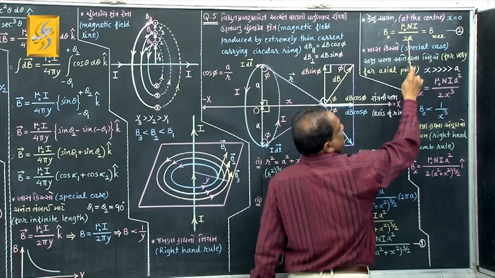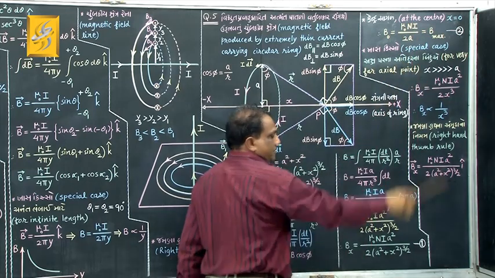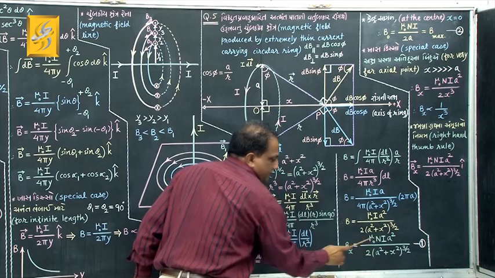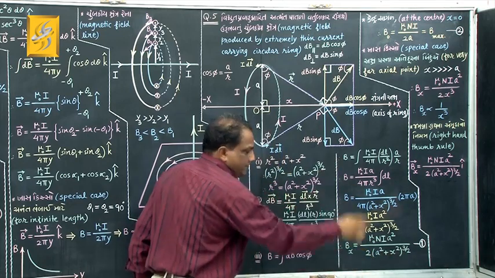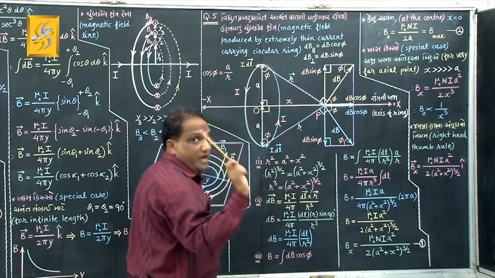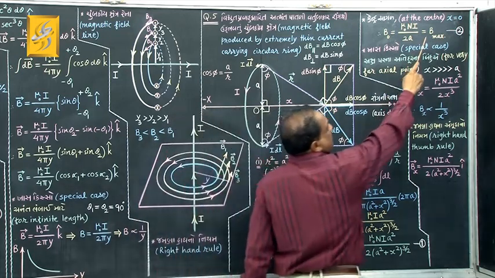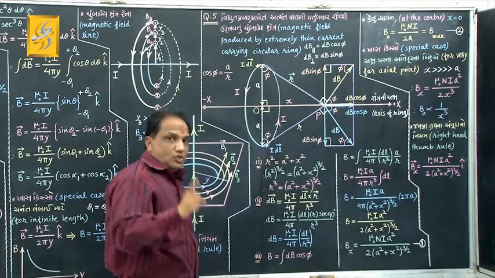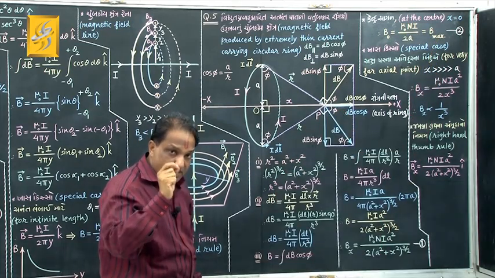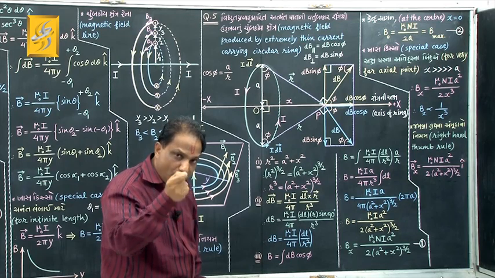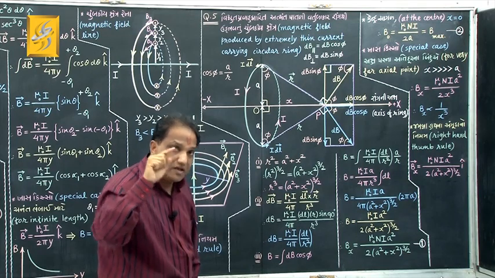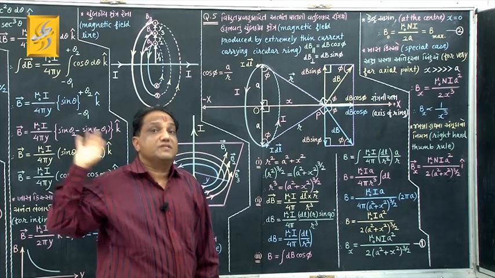μ0 N I upon 2a, correct? One more thing, when this x decreases, this increases. When the x value is 0, meaning minimum, at that time this magnetic field will be maximum, that's why I am putting the symbol B maximum. So remember, for any thin current carrying circular ring, the maximum magnetic field is obtained at its center among all the points on its axis.